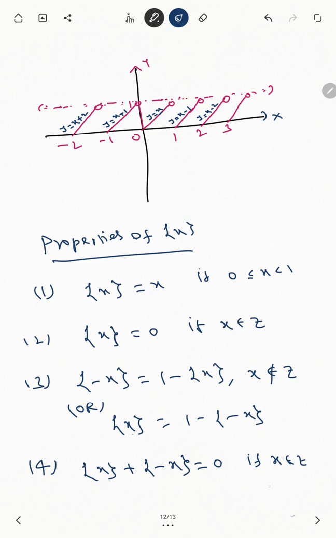Suppose x is non-integer, then what is the output here? Fractional part of x plus fractional part of minus x is 1 by the above property itself. Look here, fractional part of x is equal to 1 minus fractional part of minus x. So transposing, the fractional part of x plus the fractional part of minus x is equal to 1. So only two values, 0 or 1.